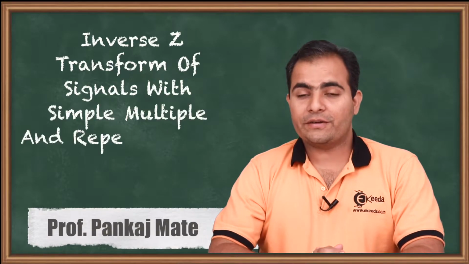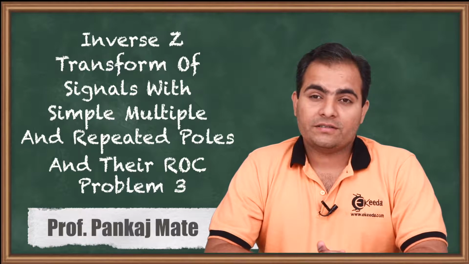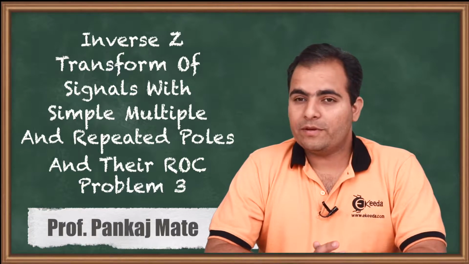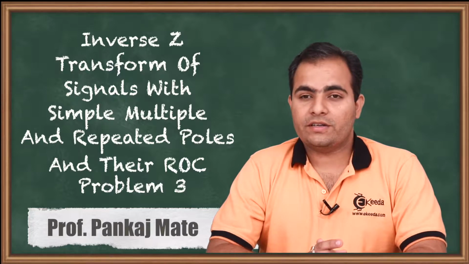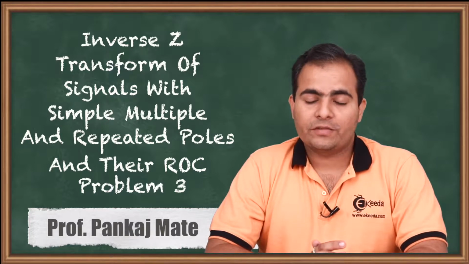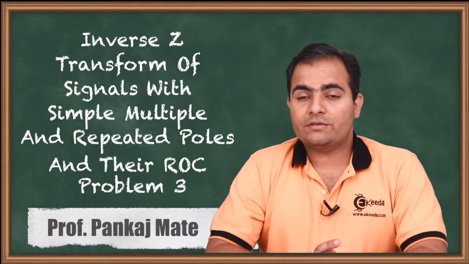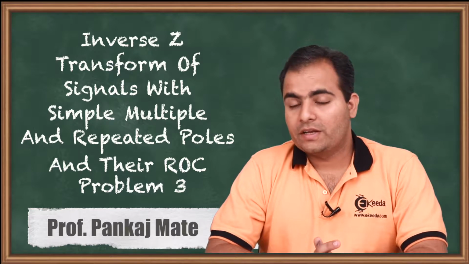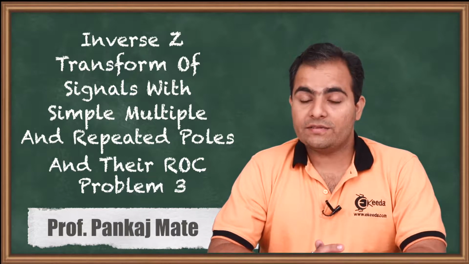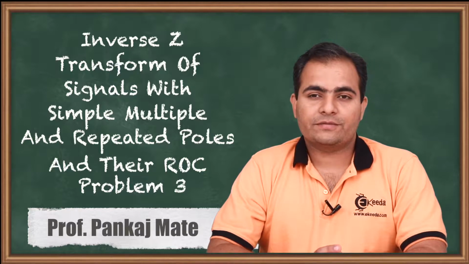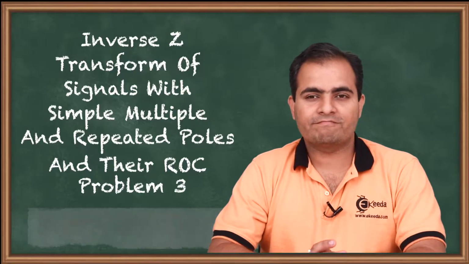Hello students, and today we are going to study a numerical which is based on inverse Z transform signals having simple pole, multiple pole and repeated poles, and also their ROC. Problem number 3 that we are going to study right now. In the last two videos we have studied a numerical which is based on simple pole and multiple pole. Now the current numerical is based on simple pole, multiple pole as well as repeated poles. So first of all we'll see the question and then we'll move on to the solution.